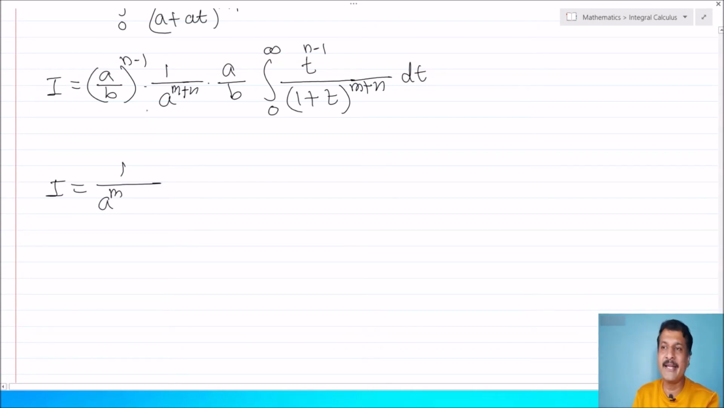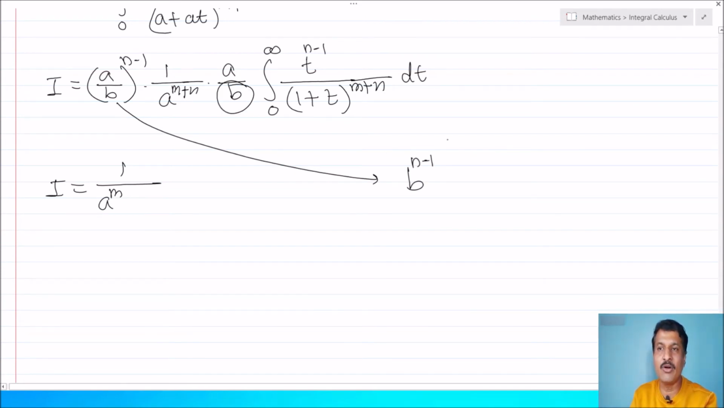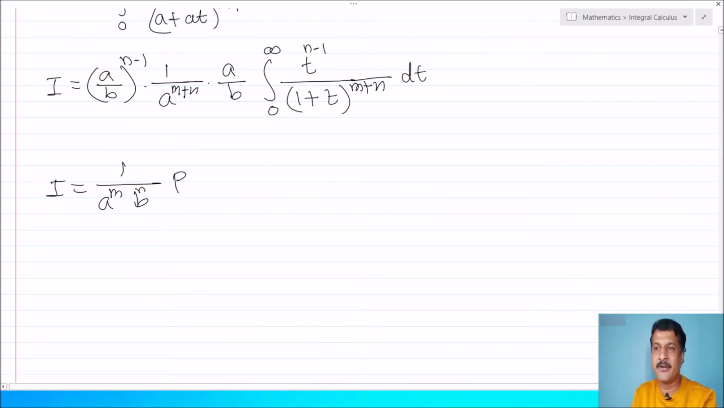What about b? You can see here b raised to n minus 1 is already in the denominator, and one more b there, so plus 1. So I am getting b raised to n. So b raised to n into beta, with the power plus 1: n minus 1 plus 1, so I am getting here n, and this power minus n gives the next number m.